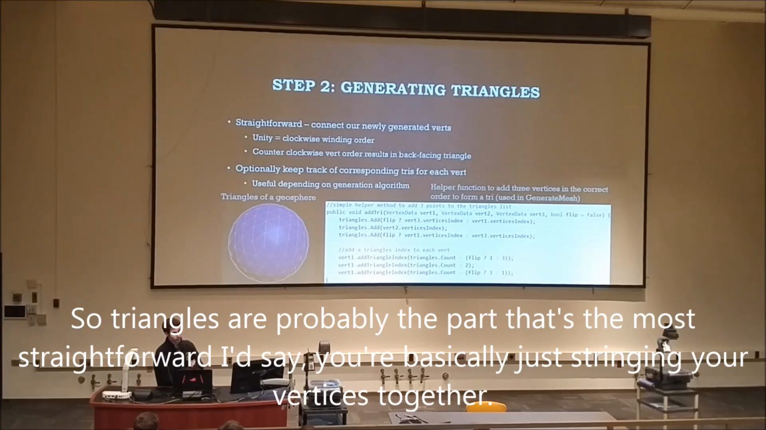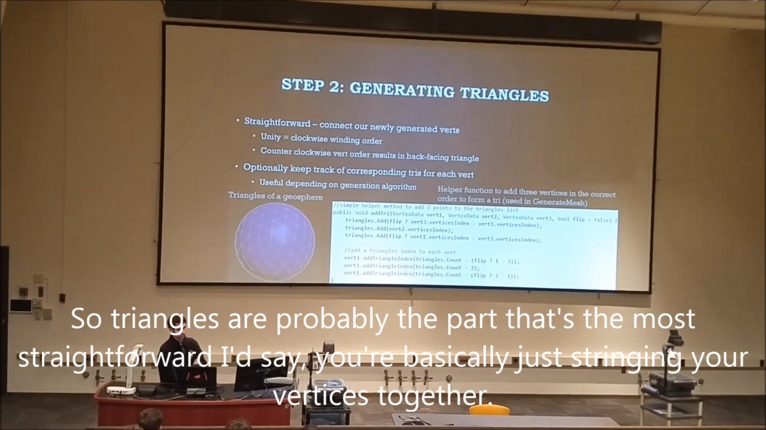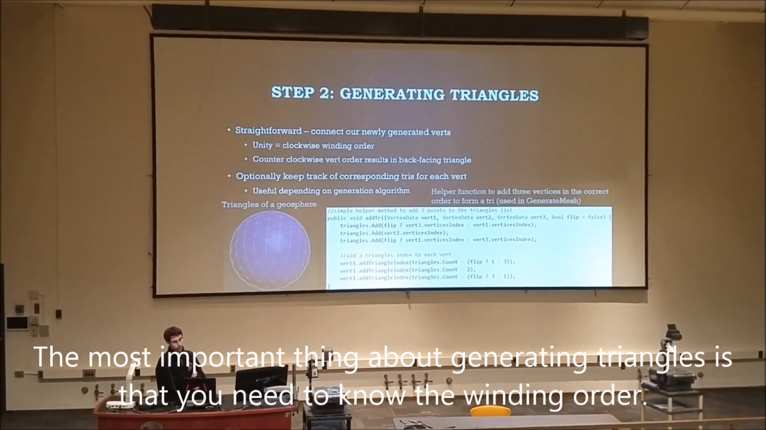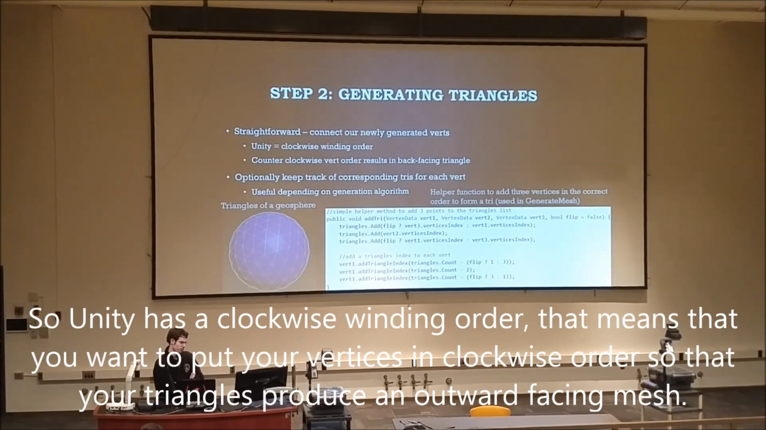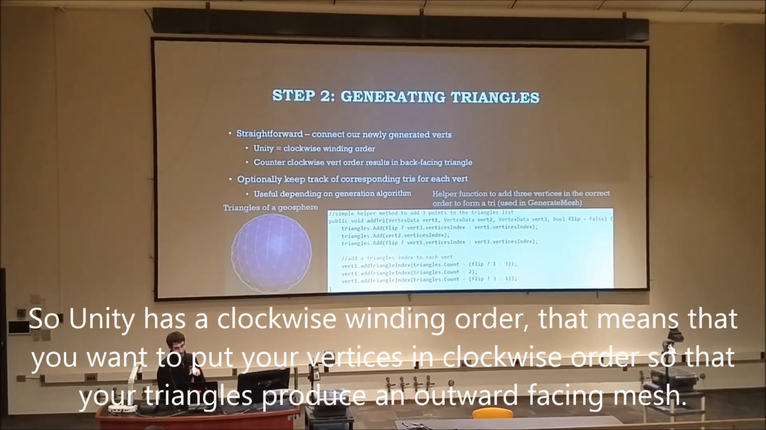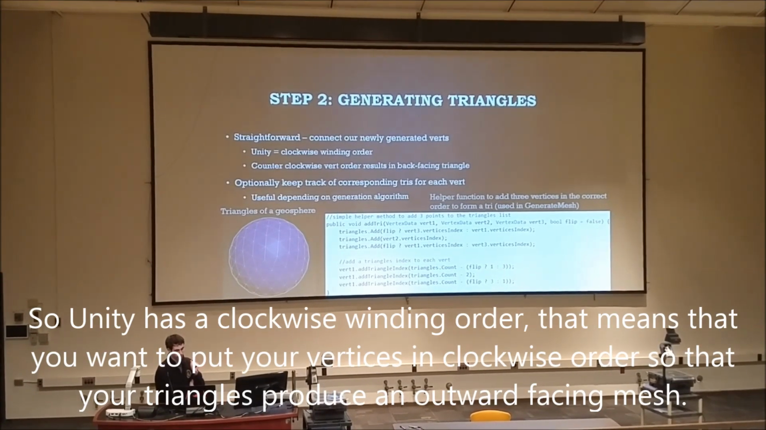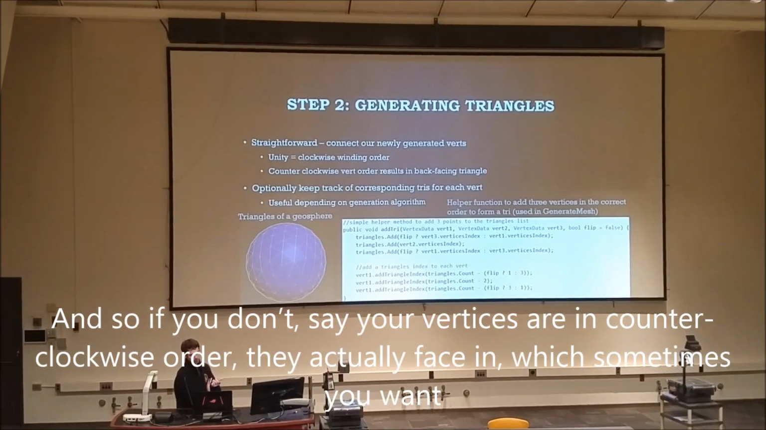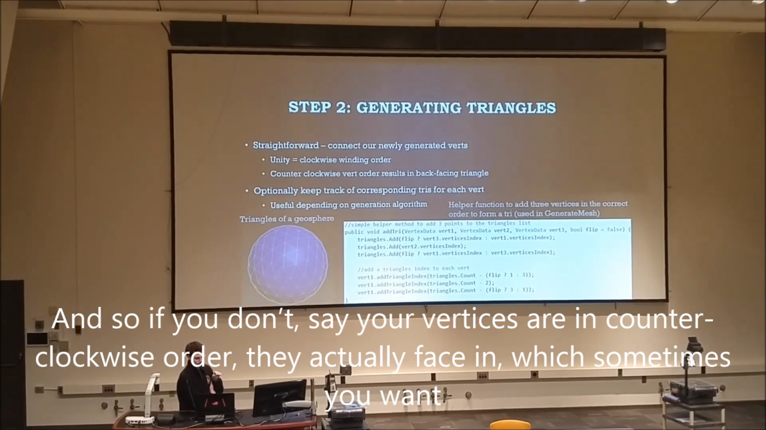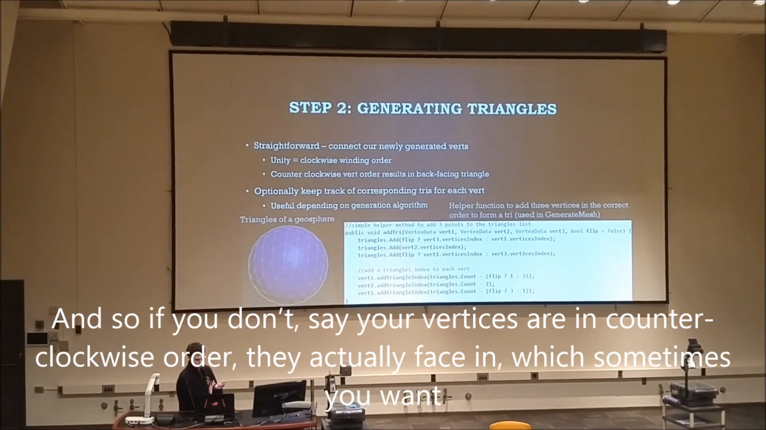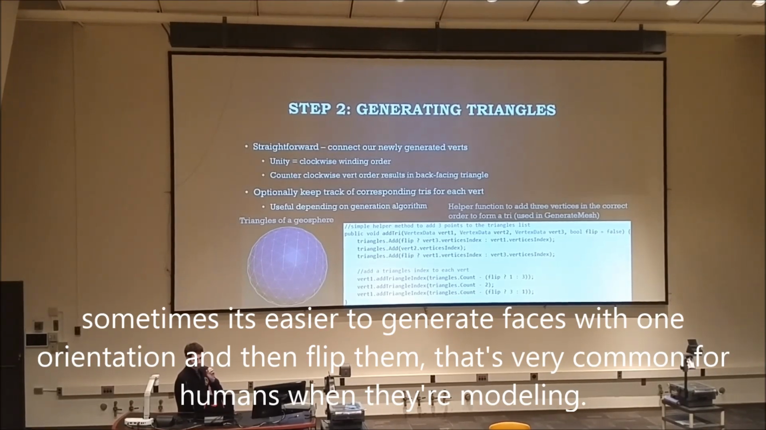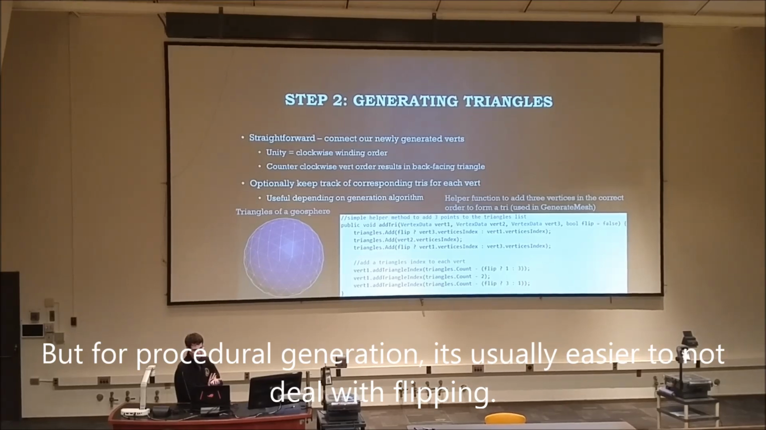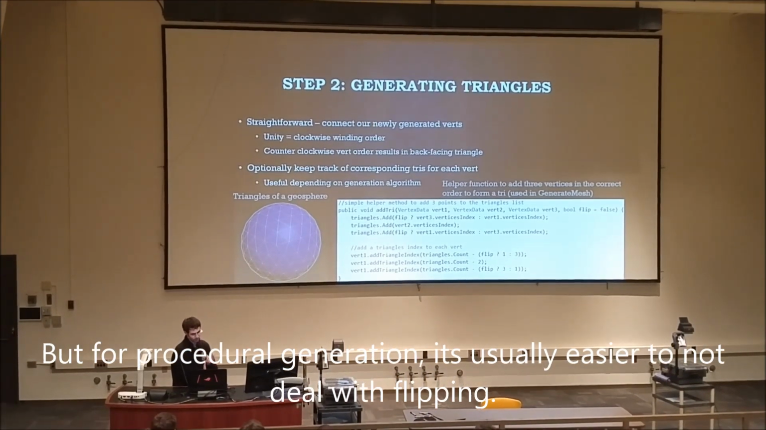Triangles are actually the most straightforward. The most important thing about generating triangles is to remember the winding order. So for Unity, we have a clockwise winding order. That means that you just want to put your vertices in clockwise order in order to get the triangles to have an outward facing mesh. If you use counterclockwise vert order, they would actually face in, which sometimes you want. Sometimes it's easier to generate one orientation and then flip them to face in. That's very common in modeling, but for procedural generation, it's easier to not deal with that.